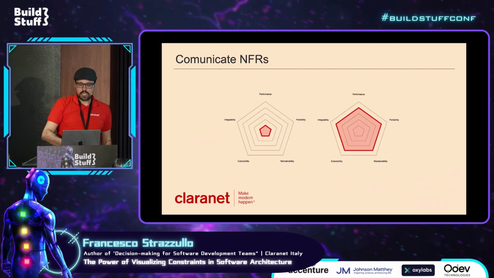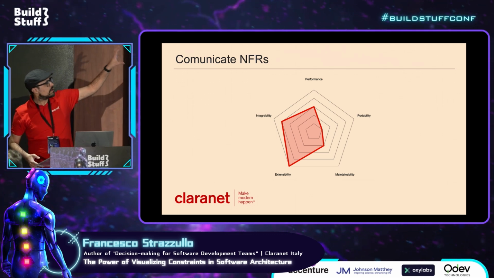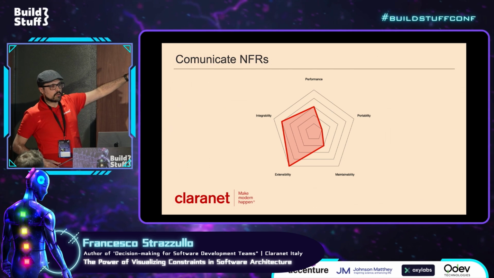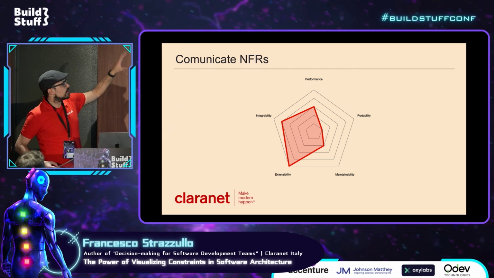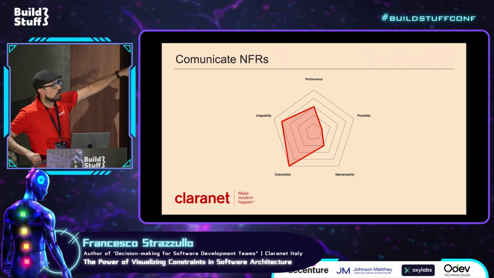So this is why you will probably need to iterate a lot in order to get a picture that can communicate, in a nutshell, in 10 seconds, the major objective of your software architecture, the constraints in which you are operating with your team.